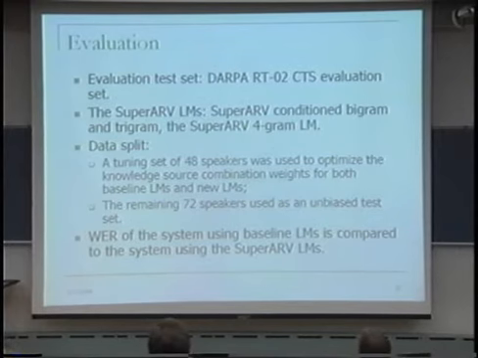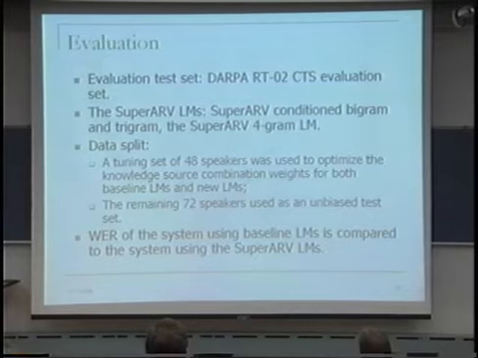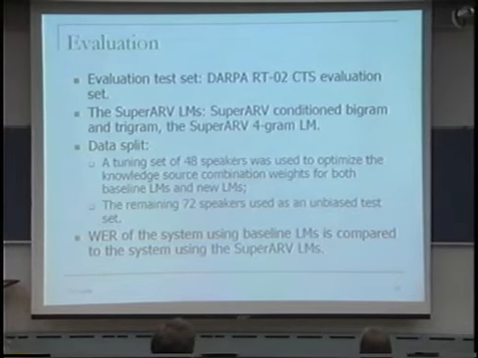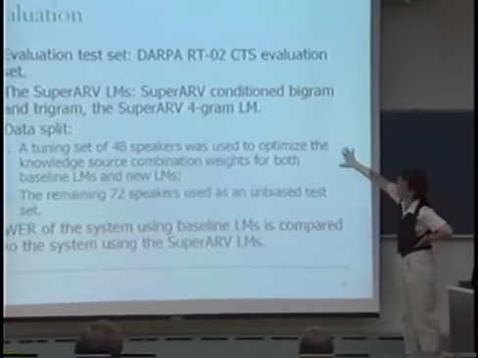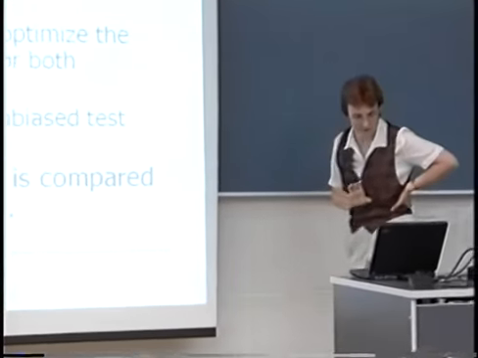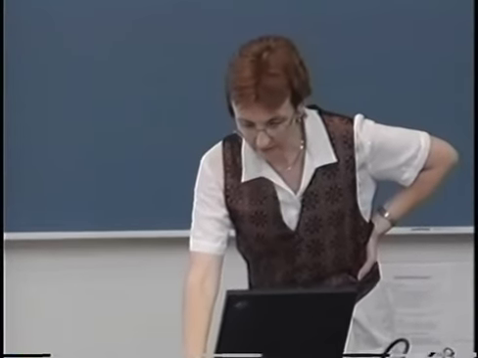So the evaluation, as I said, was the RT02 CTS evaluation set, and we created super ARV conditioned bigram, trigram, and 4-gram language models. These are all in ARPA backoff, and the data was split into a tuning set, with the remaining 72 speakers being used for unbiased test sets. So we were working with some pieces for tuning and some for evaluation. The word error rate is compared using the baseline, which was essentially a bigram at the early stages, a trigram as you move along, and a 4-gram at the end. And it was the 4-gram interpolated with that class-based language model, because that was the best we could do with the word-based model.